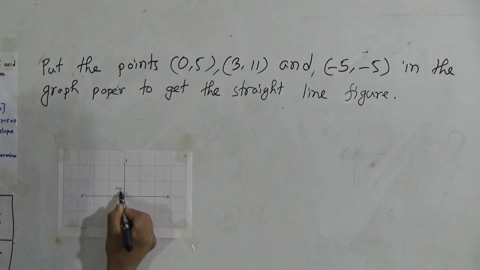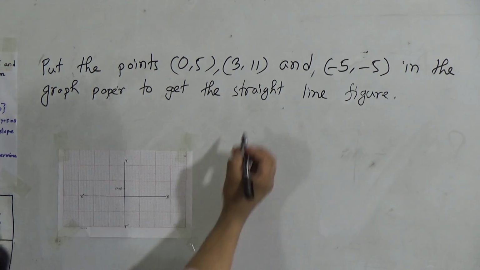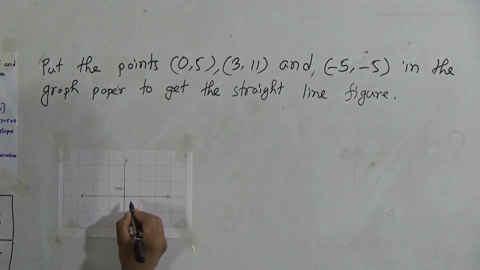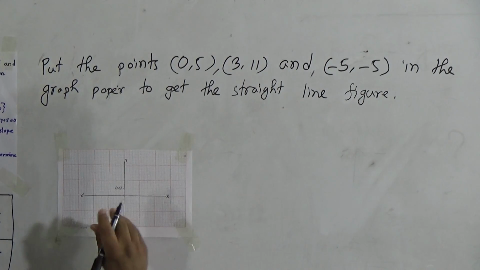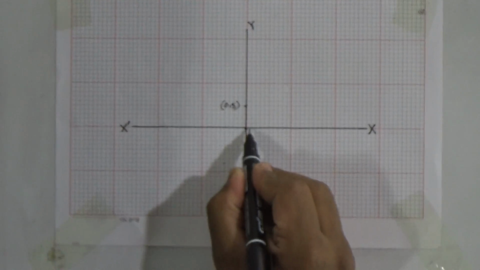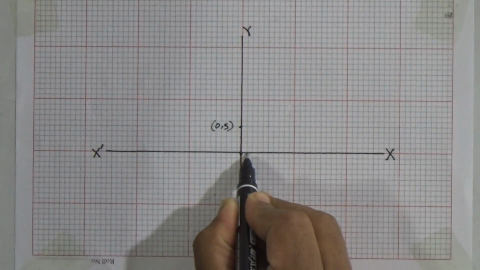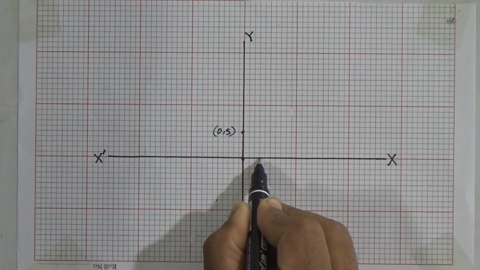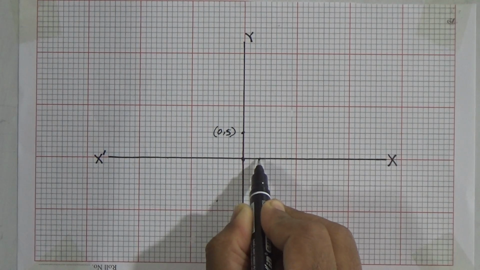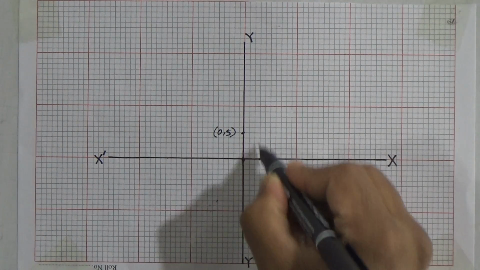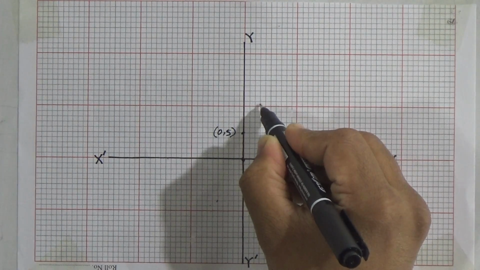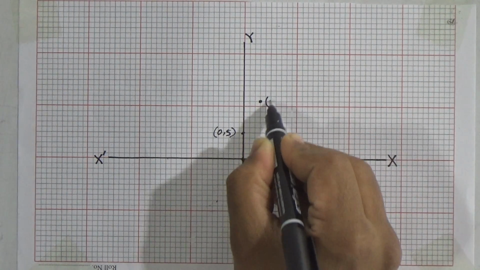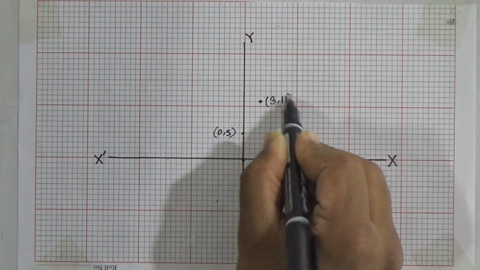Okay, my dear students. Now look, we'll put the point (3, 11). Where is 3? We have 3, so we will go to the right side of this graph. On this x-axis it is 1, 2, 3. This is our value 3, and we will go 11 to the upper side because 11 is positive. So here is 5, 10, and this one is 11. Now this point is (3, 11).